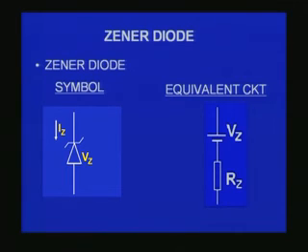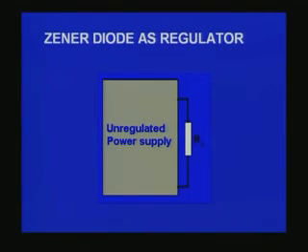Now you know the equivalent circuit of a Zener diode can be, as I have shown on the screen, a voltage source corresponding to VZ, which is the breakdown voltage, and a series resistance RZ. So this is the equivalent circuit of a Zener diode. Now we move on to the discussion on the applications of Zener diode. One of the very important applications of Zener diode is as a voltage regulator.